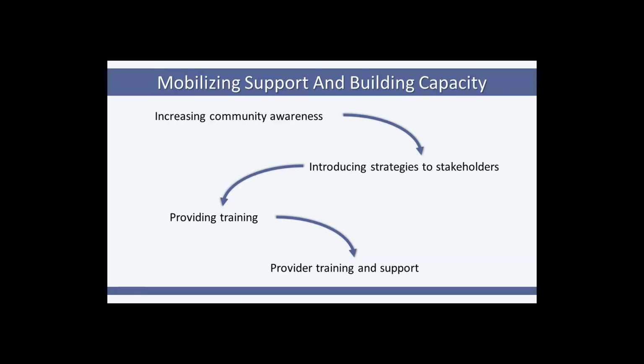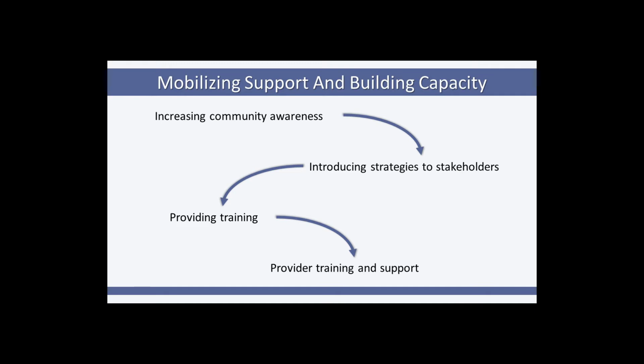Mobilizing and building capacity to support implementation involves the following: increasing community awareness of the problem and of the strategies selected to address it. This will help improve the readiness of the community to adopt the strategy and carry it out successfully. Before implementing any strategy, it is essential to figure out how to best increase awareness of the problem among stakeholders, community leaders, and the community. Introducing the intervention to stakeholders to obtain their buy-in and expand partnership.